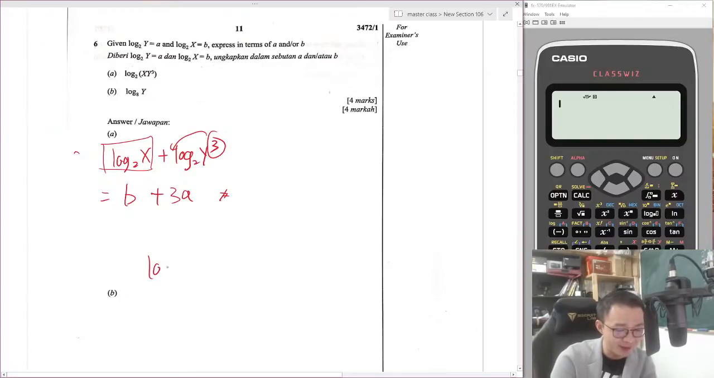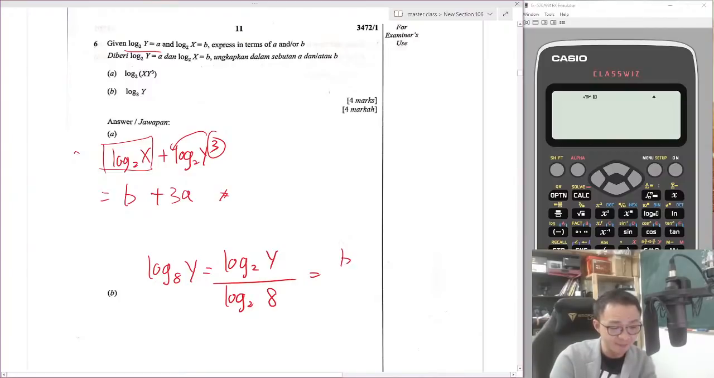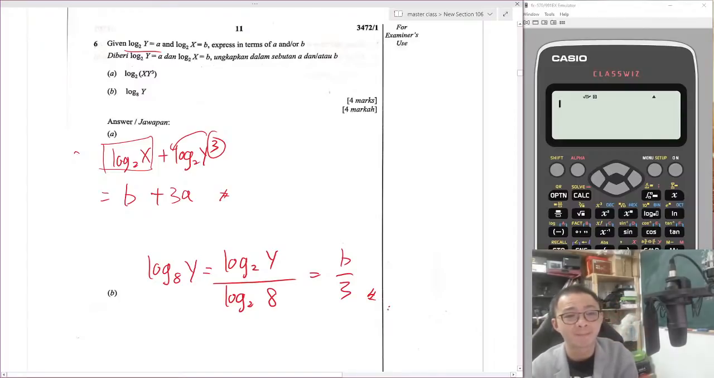Okay, for part B, we know over here we only have base 2, isn't it? So I will change to base 2, with y at the top and 8 at the bottom. Log 2y is b, and log 2 of 8 is 3. So the answer is b over 3. That's all.